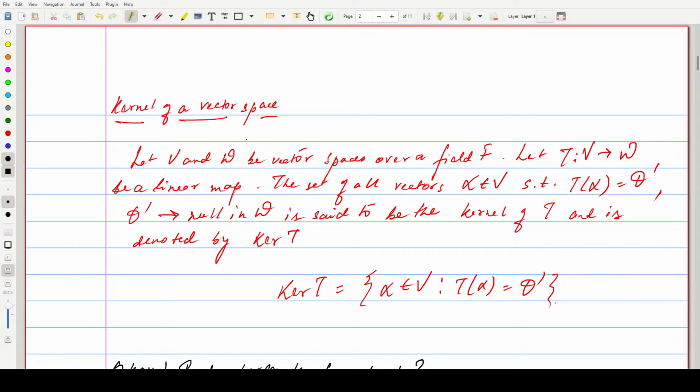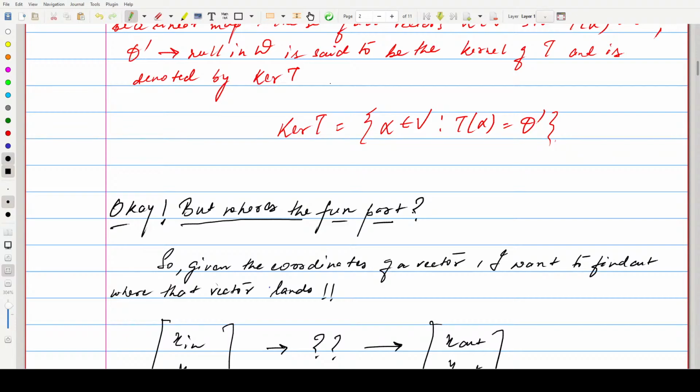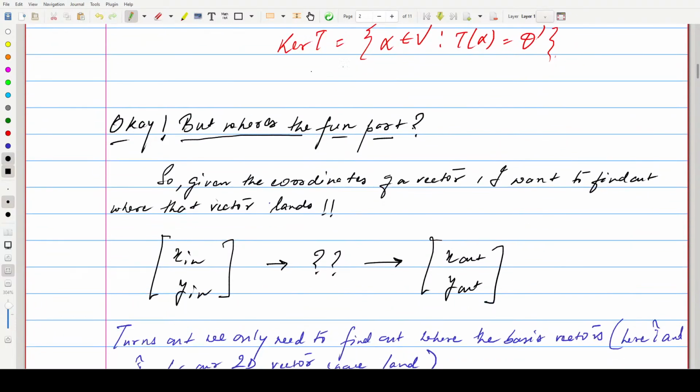Okay, so I'll just go ahead and help you guys out. So this was the boring part that I wrote. Now there's a fun part. We have given coordinates of vectors, and I want to find out where that vector lands. So we are going to have some x input and a y input, and that will go to some x output and a y output.